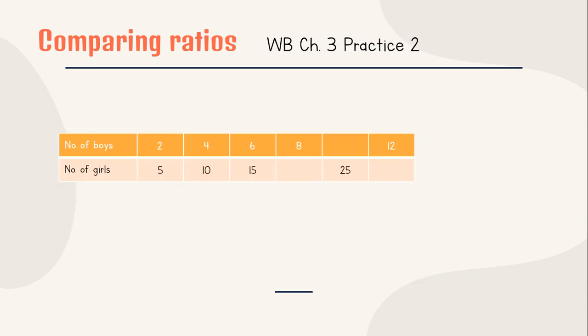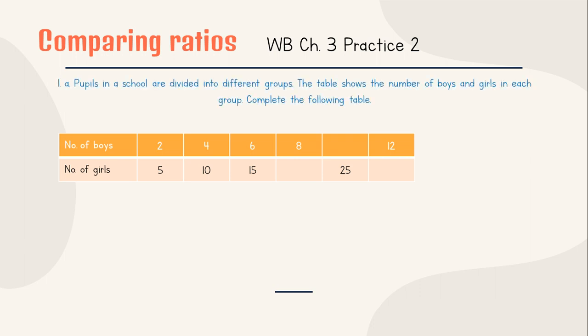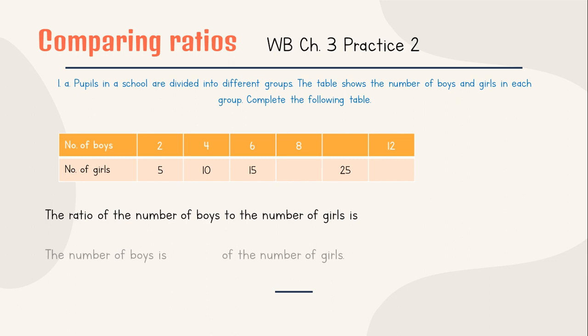Now go to workbook chapter 3, practice 2. This one, number 1A. Pupils in the school are divided into different groups. The table shows the number of boys and girls in each group. Complete the following table. And now we're going to have these 2 questions.